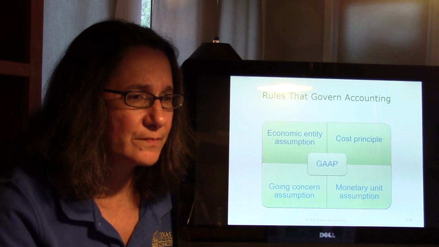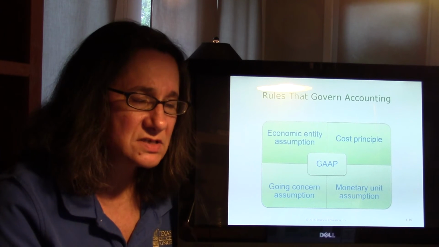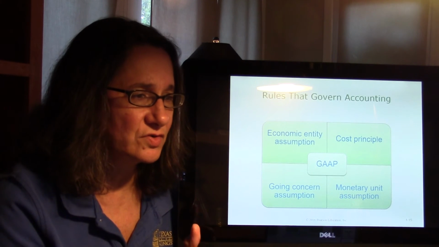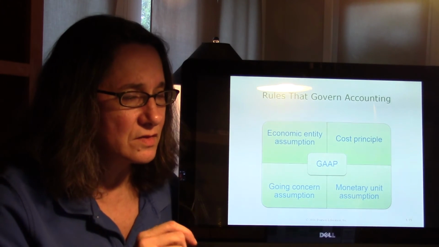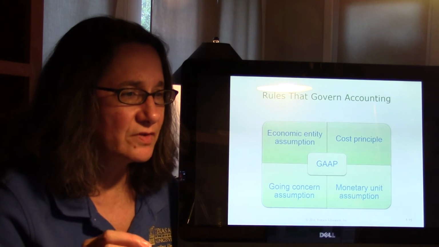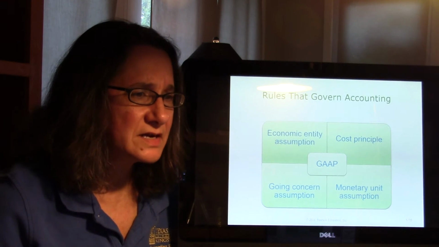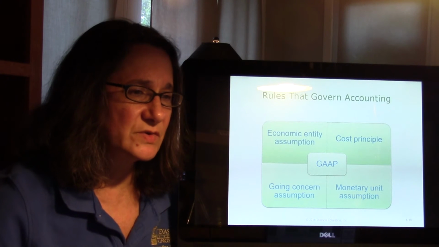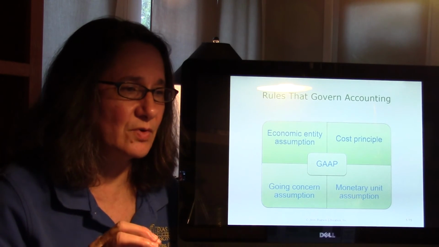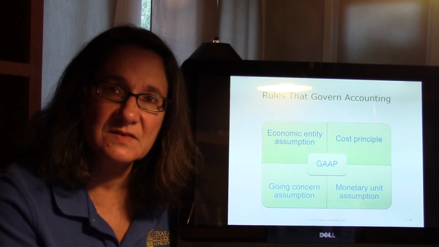Next, there's the cost principle. The cost principle states assets should be recorded at their actual cost on the date of acquisition. Assets will continue to be reported at their historical cost over their useful life. The going concern assumption assumes an entity will remain in operation for the foreseeable future, so it's not about to go out of business. And the monetary unit assumption states that transactions are recorded in dollars because a dollar is the medium of exchange. Accountants assume the dollar's purchasing power is stable. So these assumptions help us compare financial statements to previous financial statements and to other companies.